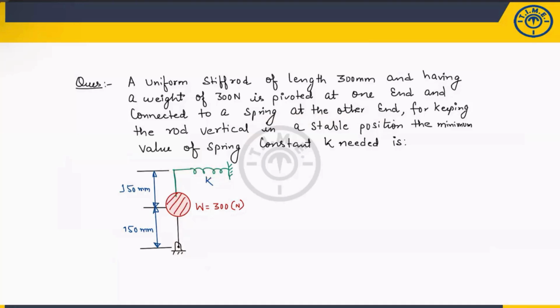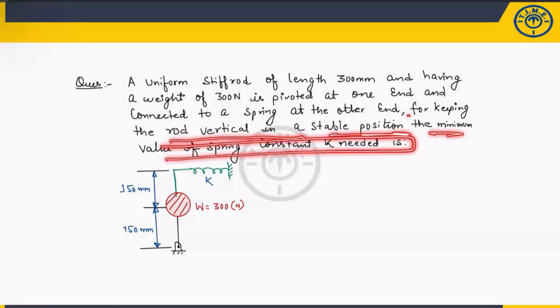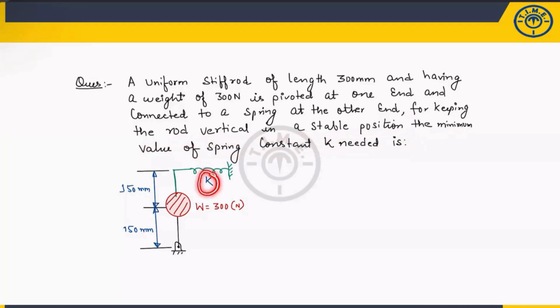Okay, so what you have to calculate: for keeping the rod vertical in a stable position, the minimum value of spring constant. What will be the value of K so that it will be in the stable position? That means the rod will be vertical. You know that for any vibration problem, first of all, you will give the initial displacement. So let us suppose you are giving the initial displacement to the rod in this direction.